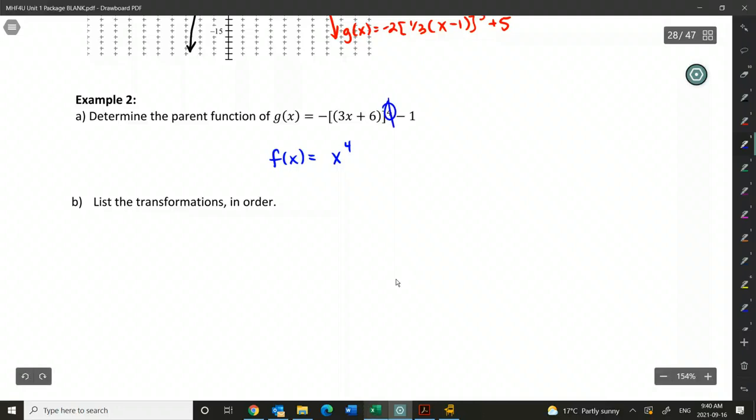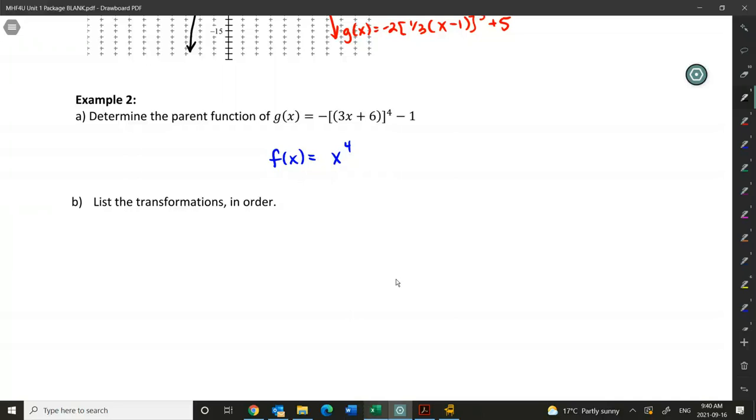So this is not a transformation, right? When I list the transformations, I'm not going to include that as a possible transformation. Okay, there's one problem with how this equation has been presented to us. What is the problem here?